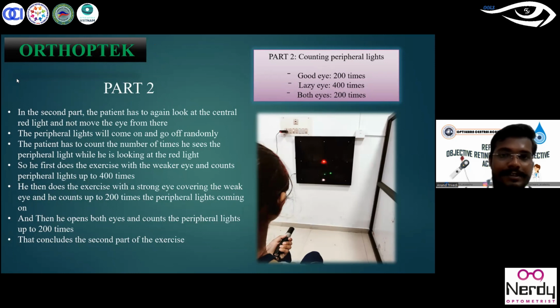So the exercise session lasts about 40 minutes, and you should note that the number of times we ask the patient to count the lights would depend on the severity of amblyopia. Your therapist can decide the duration of therapy based on the child's vision and severity of amblyopia.